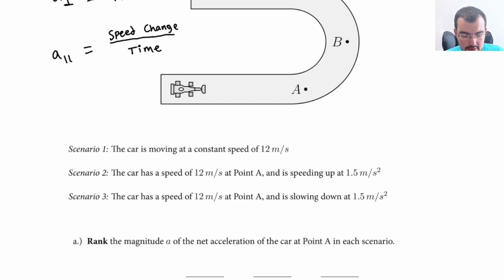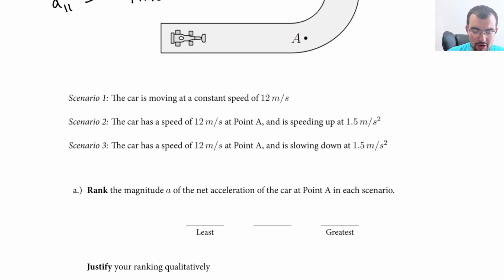So for A, or scenario 1, we're moving at a constant speed of 12 meters per second. So this would be only centripetal acceleration because the car is only turning. It's not speeding up or slowing down. Here, the car is turning at that speed and speeding up. So we have A perpendicular and A parallel. And same idea for the slowing down.